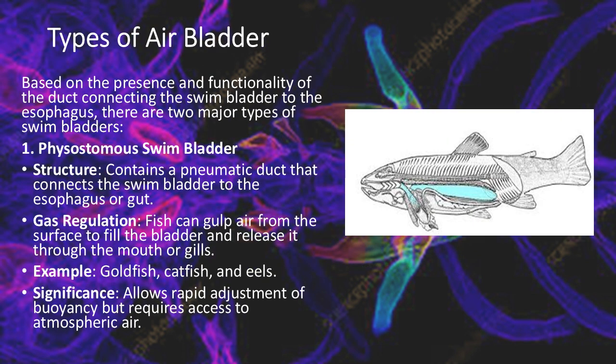Types of air bladder. Based on the presence and functionality of the duct connecting the swim bladder to the esophagus, there are two major types of swim bladders. 1. Physostomous swim bladder. Structure: contains a pneumatic duct that connects the swim bladder to the esophagus or gut. Gas regulation: fish can gulp air from the surface to fill the bladder and release it through the mouth or gills. Example: goldfish, catfish, and eels. Significance: allows rapid adjustment of buoyancy but requires access to atmospheric air.